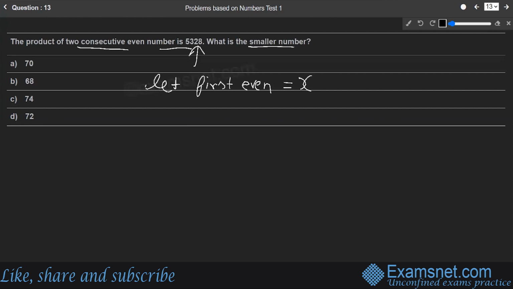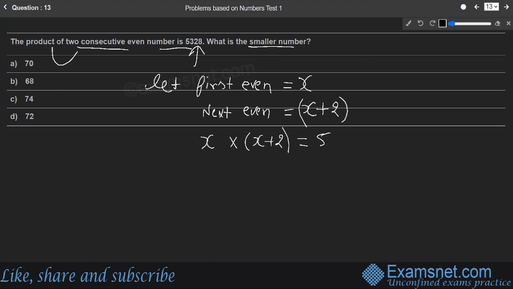Then the next consecutive even number will be what? Even numbers are separated by plus 2. So the next even number is x plus 2. Then he says the product of these. So let's do the product. The product is x multiplied by x plus 2. He's saying the result will be 5328. So this is the expression that has been formed.